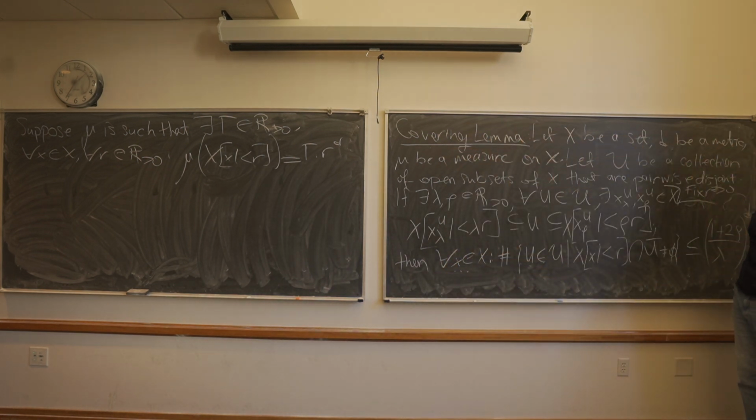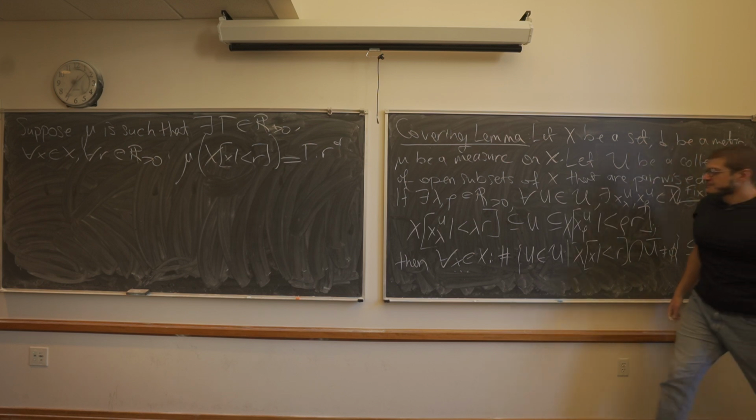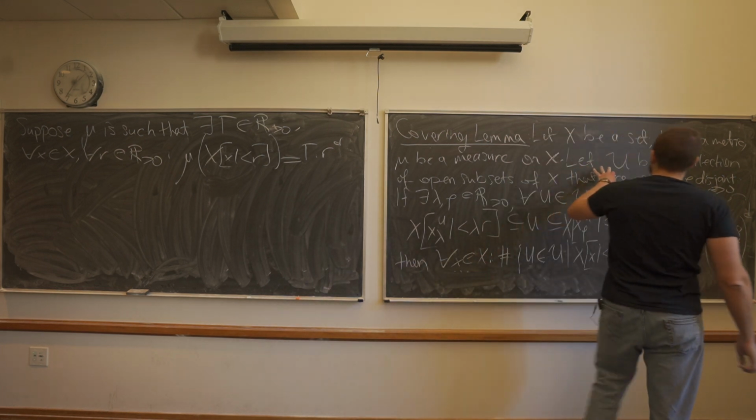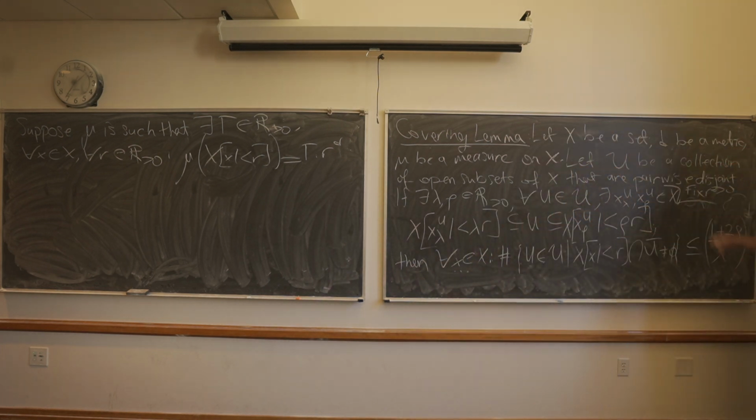Okay, so the covering lemma is: let X be a set, D be a metric, and mu be a measure on X. Let U be a collection of open subsets that are pairwise disjoint. Let R be a positive number.